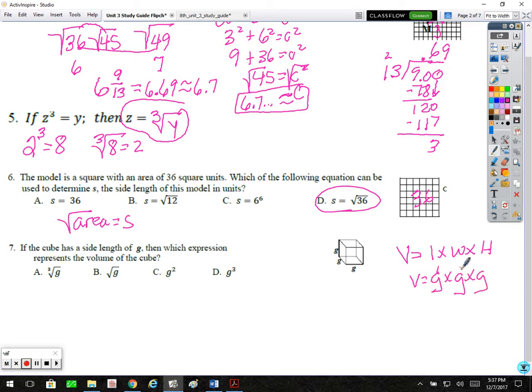Well, that's g to the first times g to the first times g to the first. Kind of goes back to unit 2 right here, where we're multiplying the same base exponents. All we're going to do is keep our bases and add our exponents. So you have g to the third power. Okay, see how everything ties together here?